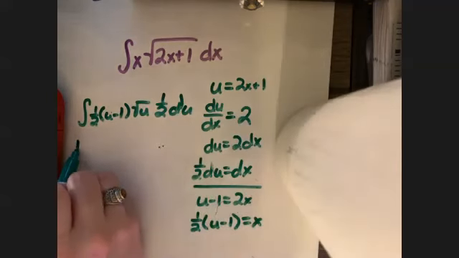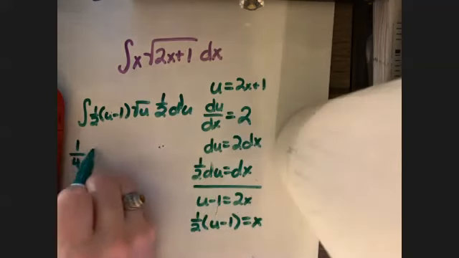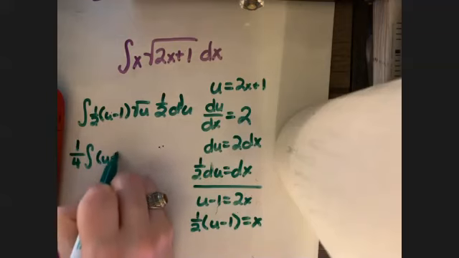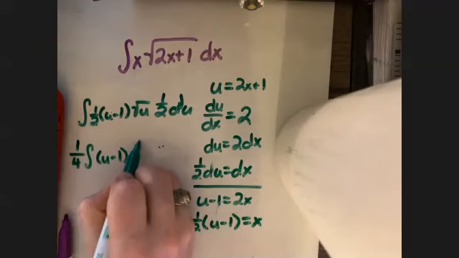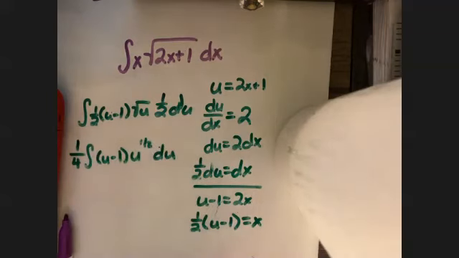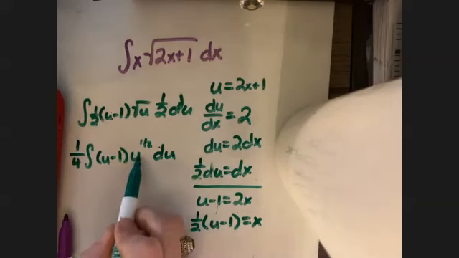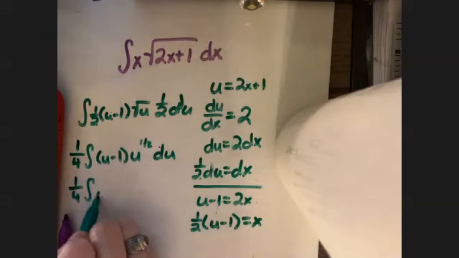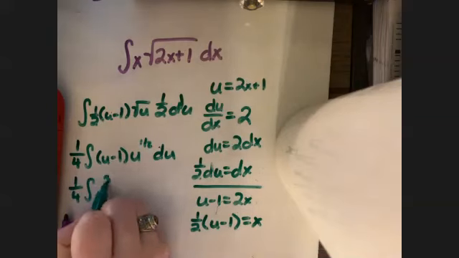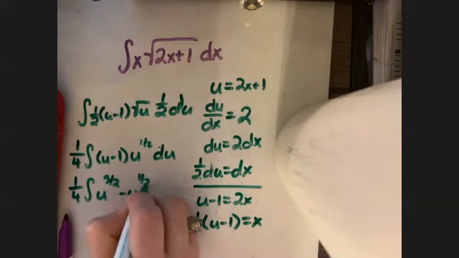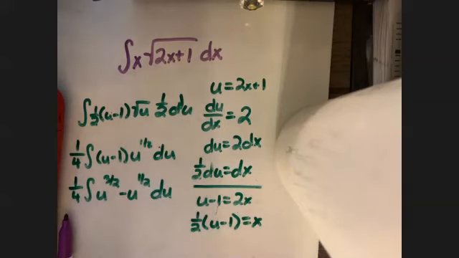So I'm going to pull the 1/2 and the 1/2 out, and that's going to make 1/4. Then that's going to leave me u minus 1, and I'm going to go ahead and switch this to a 1/2 power. Now at this point in time, we can distribute. So I've got 1/4 times u to the 3/2 minus u to the 1/2 du.